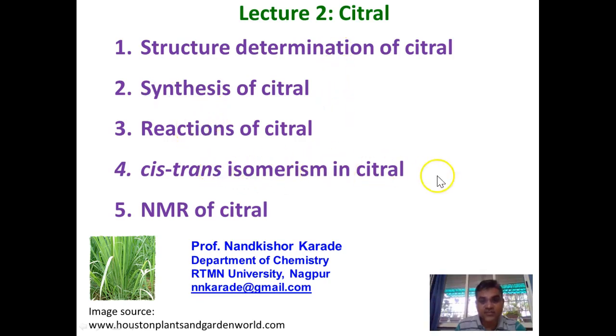There are two isomers, citral and neral, which exist in cis and trans isomerism. We will see how these two can be differentiated on the basis of NMR spectroscopy. At the end, we will also discuss the NMR spectrum of the citral molecule.